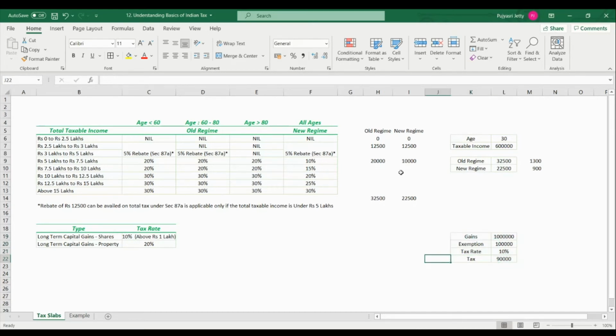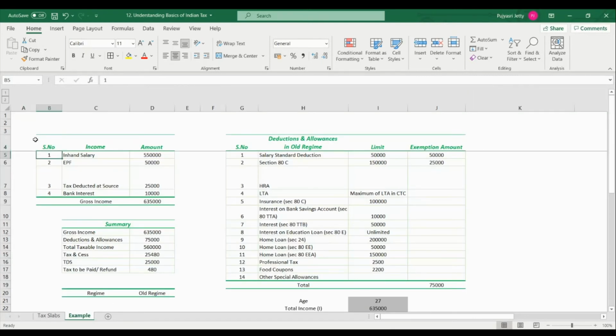Now let's have a look at a detailed example for a person who is about to file taxes for a financial year. As you can see, the salary is 5,50,000. The EPF which the company deposited is 50,000 and the tax that the company deposited is 25,000. Similarly, the person is also earning a bank interest of 10,000. So the gross income for the person is 6 lakhs 35,000 rupees.